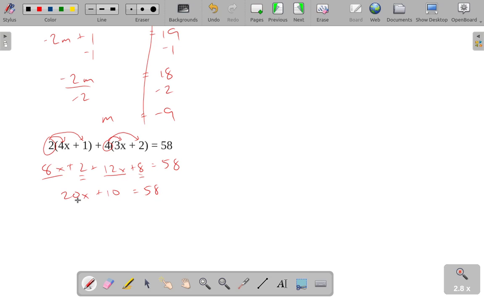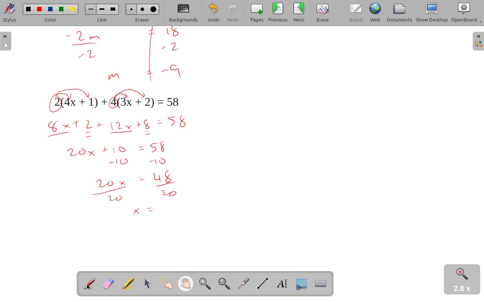I've simplified as far as I can go. So now I'll unwrap my x by subtracting 10 from both sides first. And then dividing both sides by 20. This 48 over 20, I would actually want to reduce that a little bit. 4 is a common factor, and I think that's as high as I can go. So I'll divide both sides, both top and bottom, by 4, giving me 12 over 5.